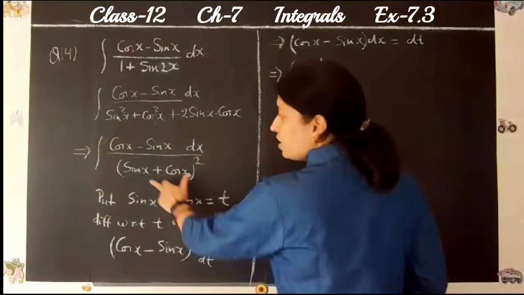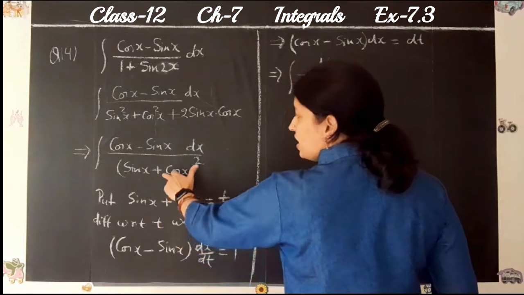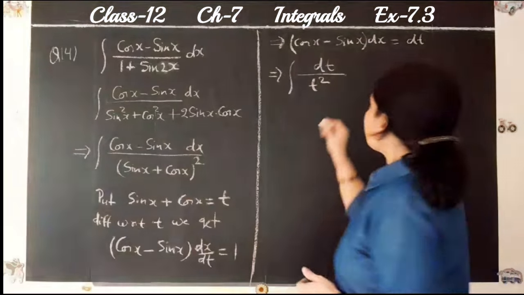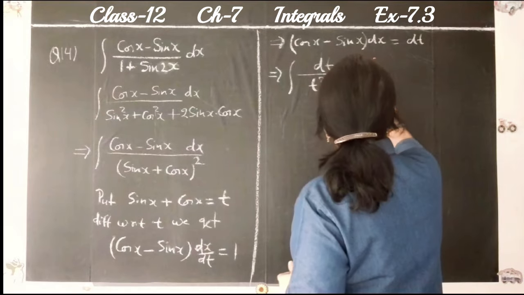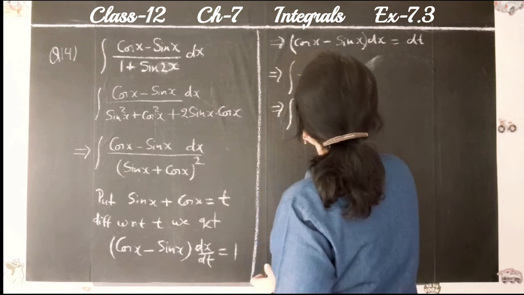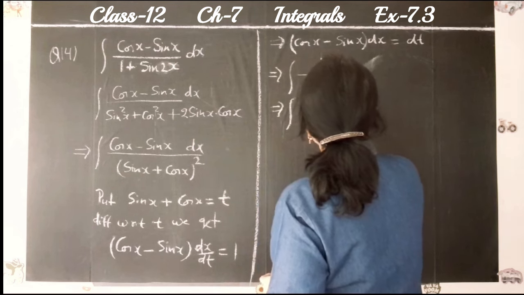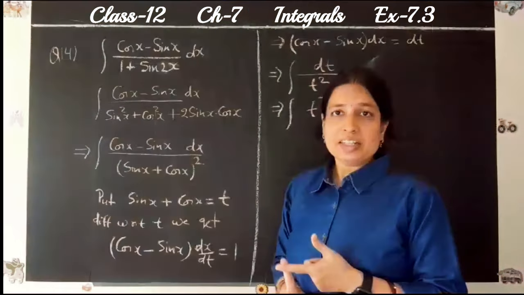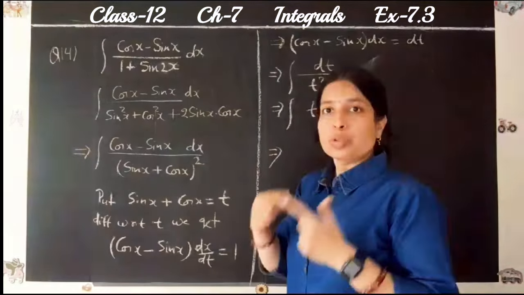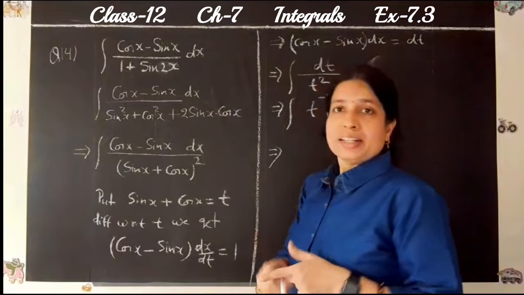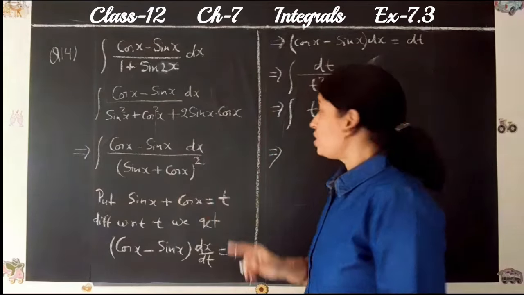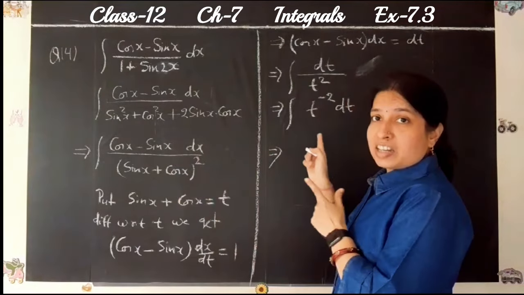by t square. Here sin x plus cos x is t. Now we can write this integral as t to the power minus 2 dt. This one is in standard form, so we can integrate. This one is in the form of x to the power n. So what will be the formula? Integral of x to the power n will be x to the power n plus 1 divided by n plus 1. So in place of n it is given minus 2.